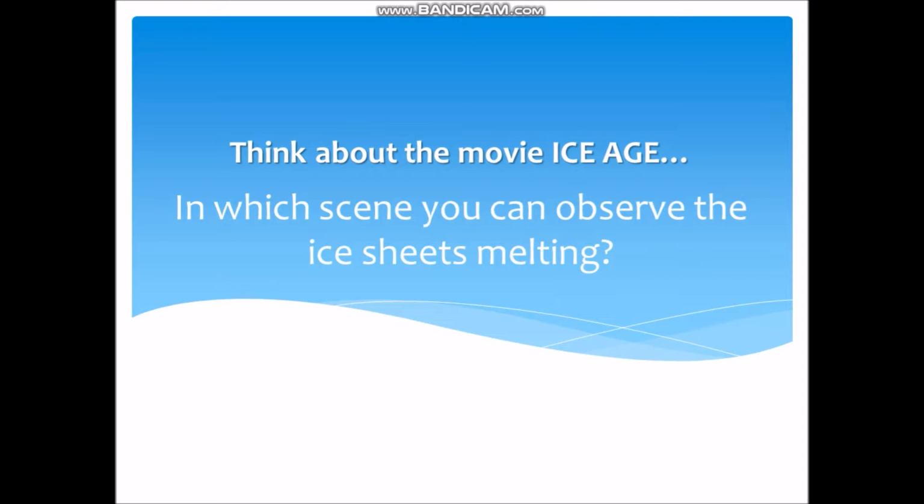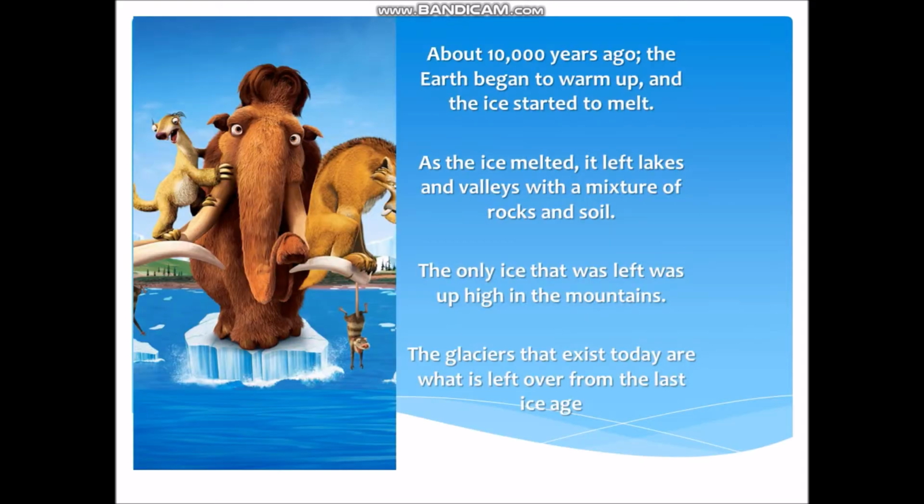Think about the movie Ice Age, in which scene can you observe the ice sheets melting? Is it this? About 10,000 years ago, the Earth began to warm up and the ice started to melt. As the ice melted, it left lakes and valleys with a mixture of rocks and soil. The only ice that was left was up high in the mountains. The glaciers that exist today are what is left over from the last ice age.